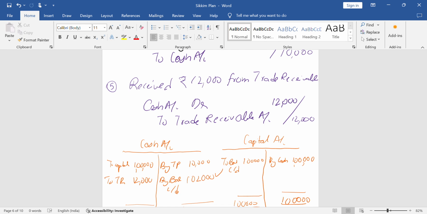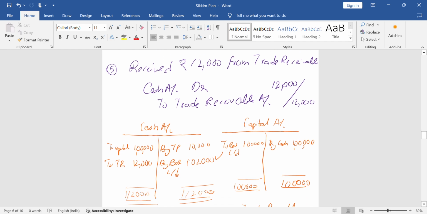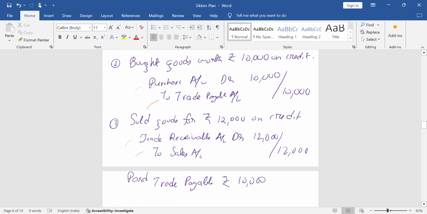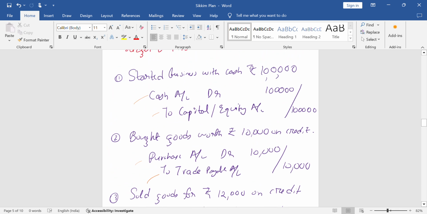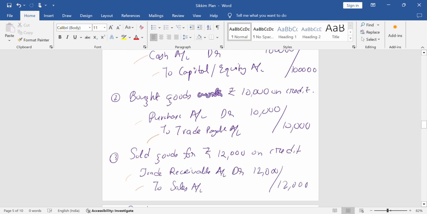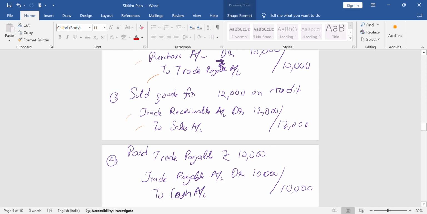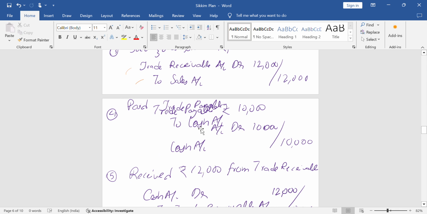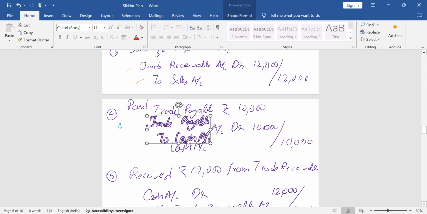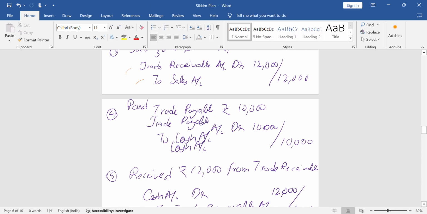Now after writing these journal entries, we will make the T accounts. From these 5 transactions, you need to identify how many accounts are involved. Cash account 1, capital account 2, purchase account 3, trade payable account 4, trade receivable account 5, and sales account 6. In case of 4th and 5th transactions, these accounts are already considered, so you don't need to worry about it. So the total accounts that we have with us are 6.